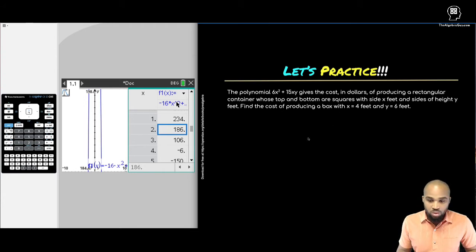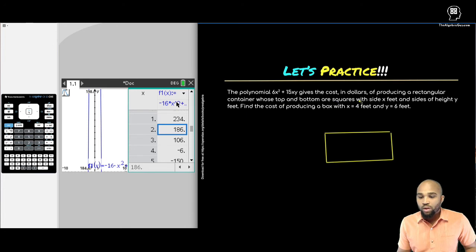So I'm going to see if I can draw a rectangle as best I can. It doesn't have to be perfect, it just needs to give me the idea, right? So here's 2 parallel lines. Connect those parallel lines. There's my rectangle. All right, the polynomial gives the cost in dollars of producing a rectangular container whose top and bottom are squares with side x feet and height of y. Find the cost of producing a box with x equals 4 and y equals 6.